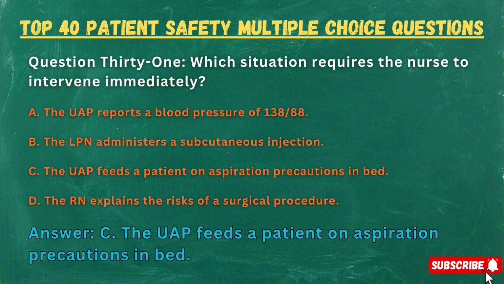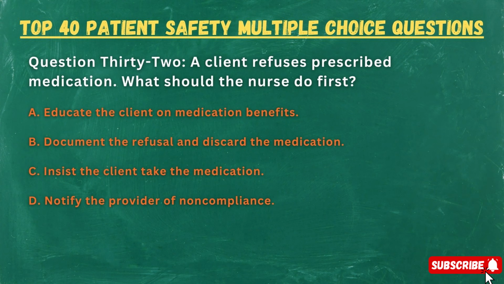Answer. C. Provide privacy and involve the client in decisions. Question 32. What is the priority nursing action during a postpartum hemorrhage? A. Call the rapid response team. B. Administer pain medication. C. Assess uterine tone and massage if needed. D. Insert an indwelling catheter.